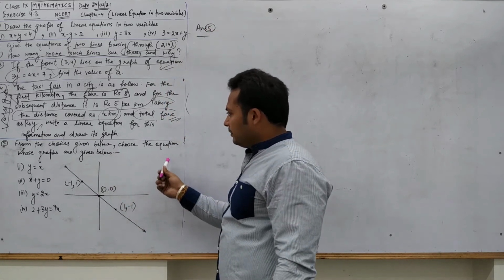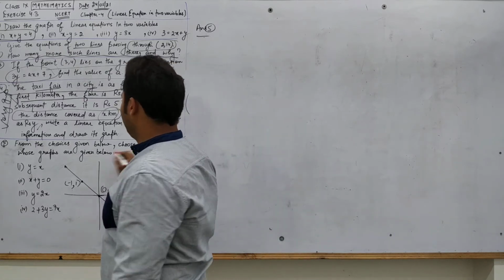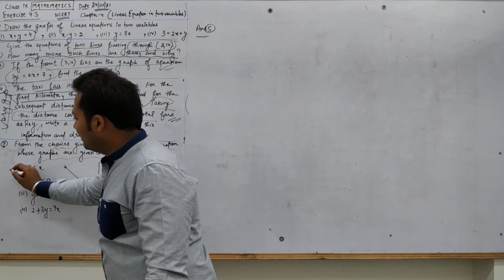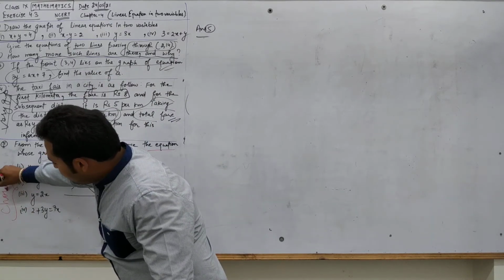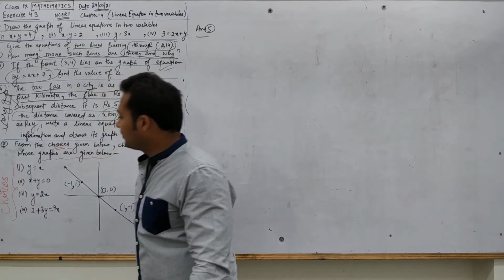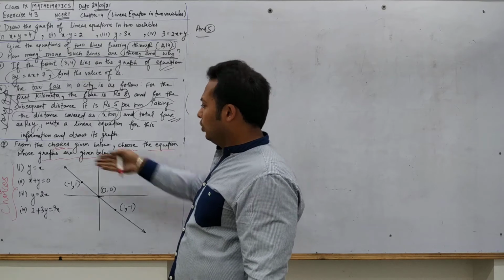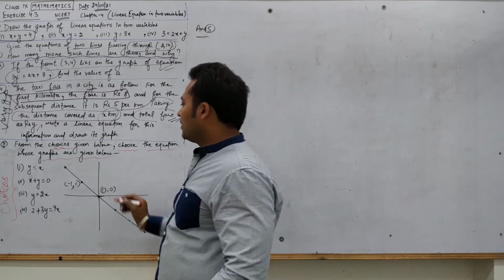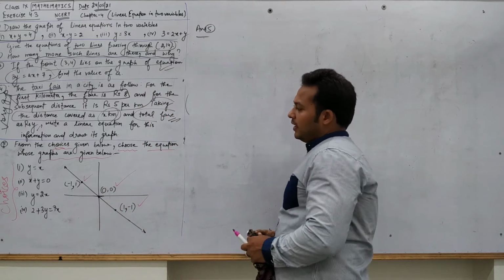From the choices given below, choose the equation whose graph is given below. We are given the choices. These are the choices. Okay, and we are to choose the equation whose graph is this. Okay, it means that all these 3 points should satisfy the equation.